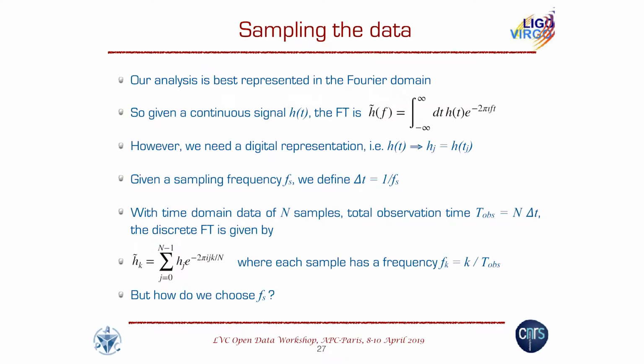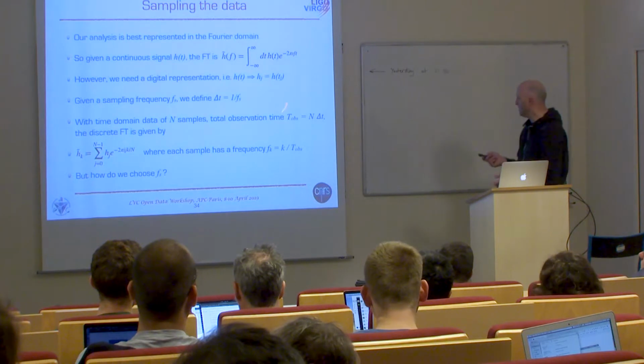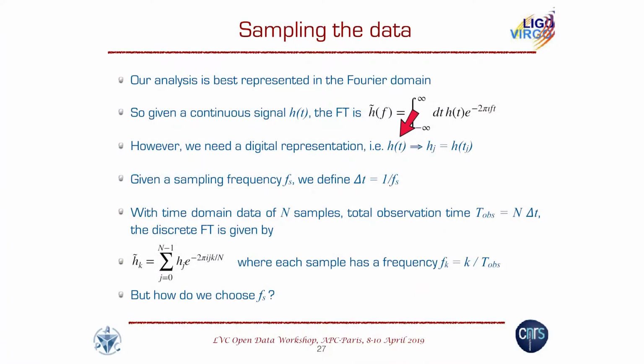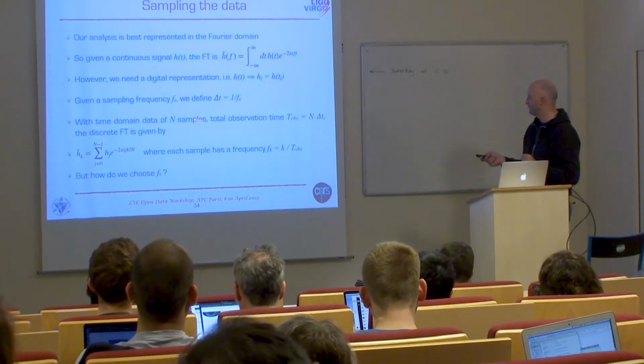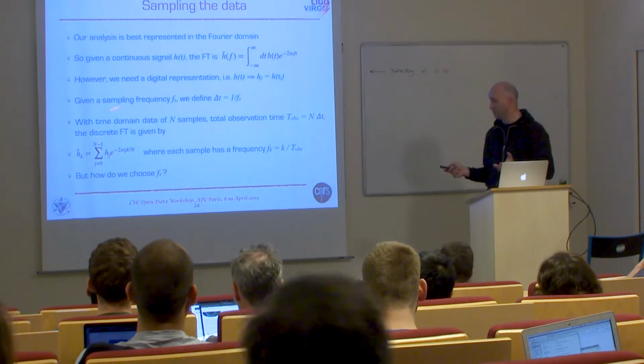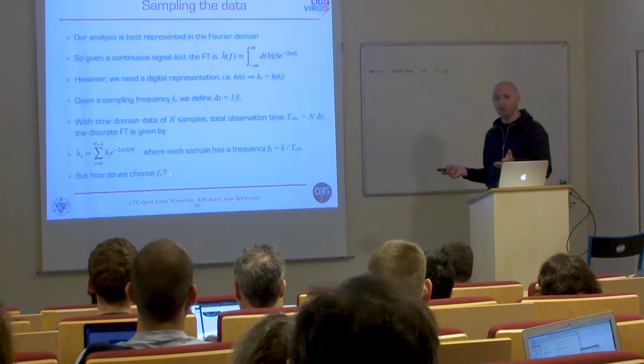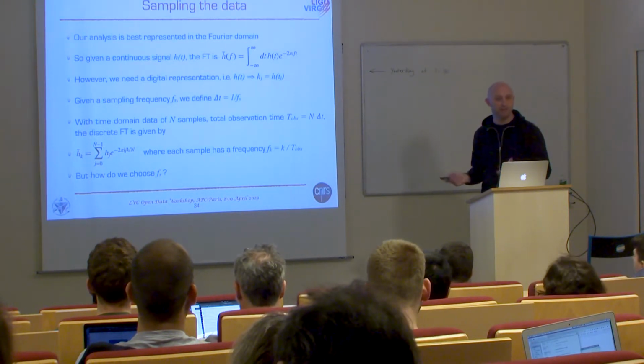So how do we actually sample the data? If you're doing an exercise, we all know how to do a continuous Fourier transform. But we want to represent everything on the computer, so we actually need to digitize our signal. So instead of this continuous h of t, we're going to have samples at different time steps. So we know the basic prescription. You define a sampling frequency, and then that gives you your sampling interval. Once we've done all that, we can define a discrete Fourier transform, and everything is good, except that we need to know how to choose the sampling frequency, because if you get it wrong, you're going to really mess up.